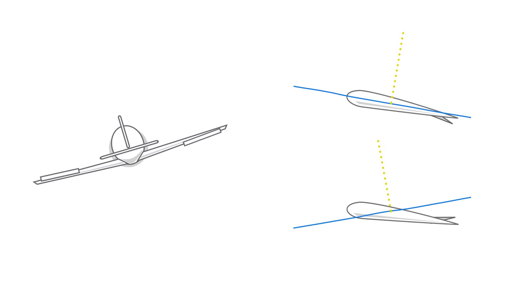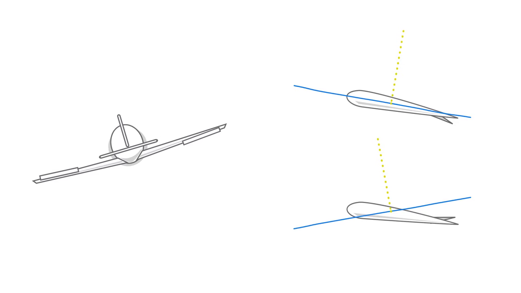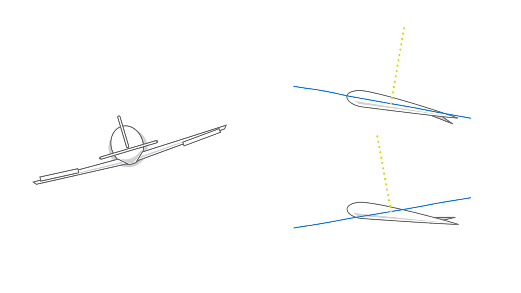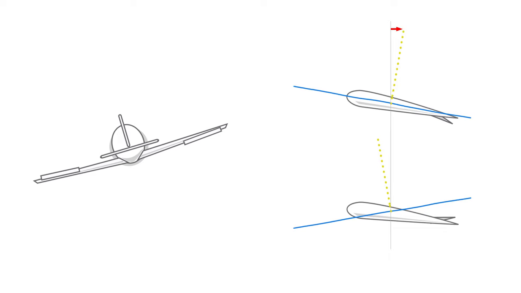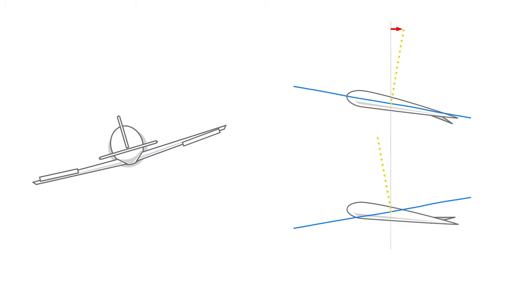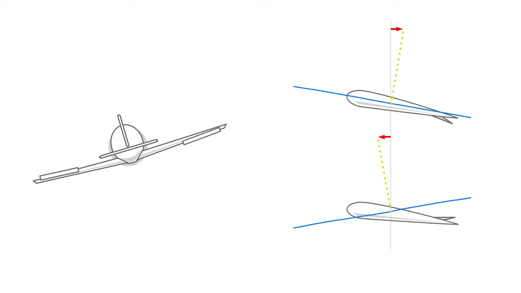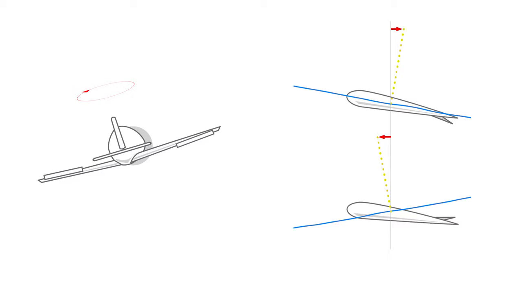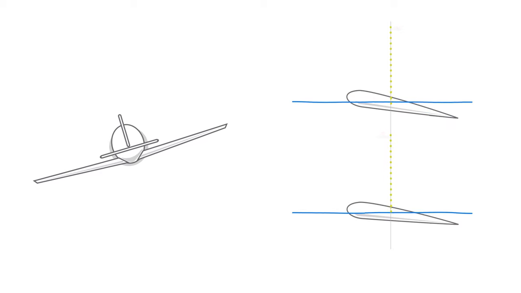As lift always acts at right angles to the relative airflow, the upward deflection of the relative airflow on the right wing causes lift to deflect backward. Conversely, as the left wing goes down, its relative airflow is deflected downward and its lift is deflected forward. The slight deflection of both lift vectors results in an adverse yaw moment to the right. The adverse yaw moment is felt when the aeroplane is rolling, and it stops when the aeroplane stops rolling.